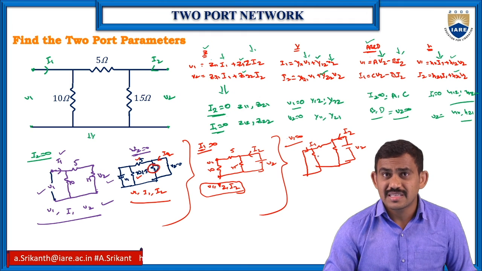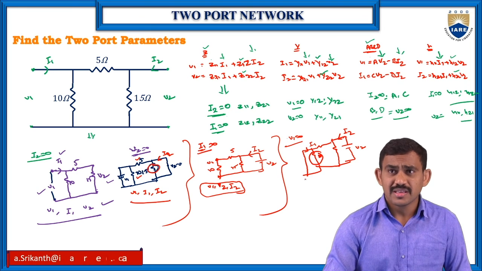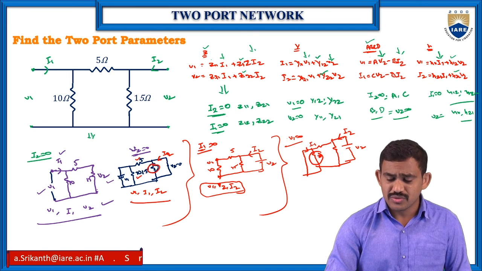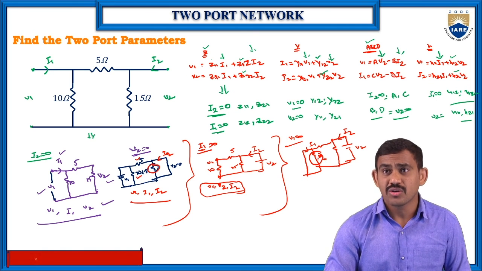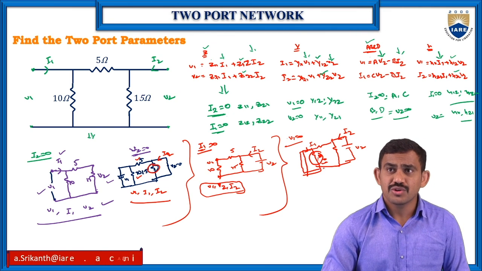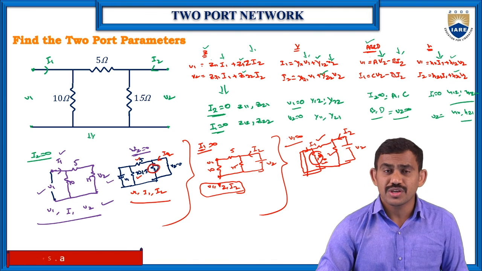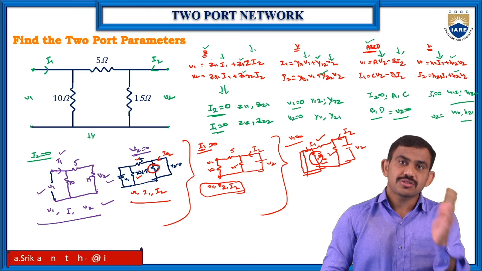Then what about this 10 ohms value? No need to consider the 10 ohms, it's a short circuit path. The current flows only through the short circuit, so the current through 10 ohms is 0. We need to consider only this path, not that path. So we need to consider 5 ohms and 15 ohms, not 10 ohms, because it's a short circuit path.